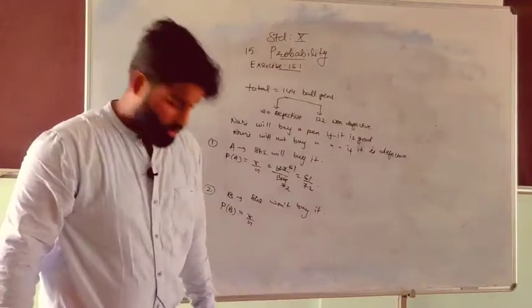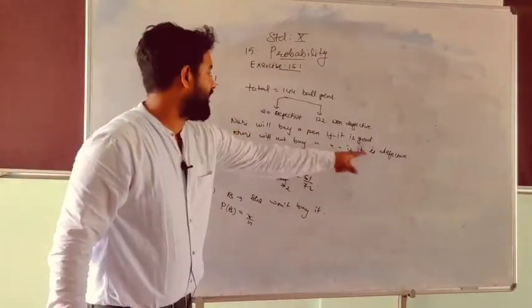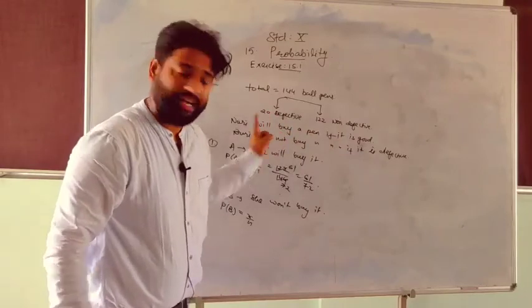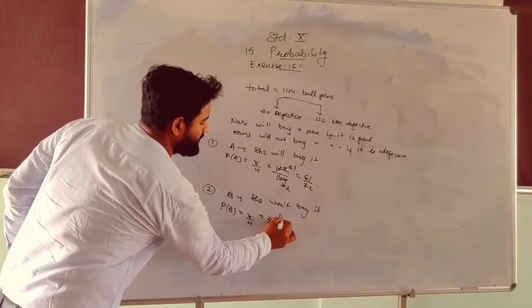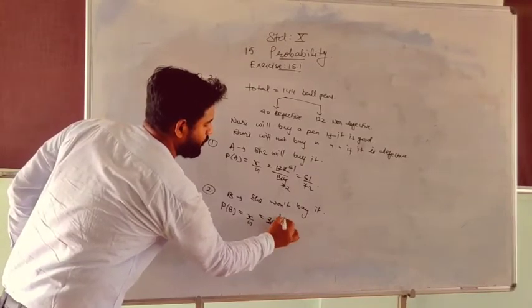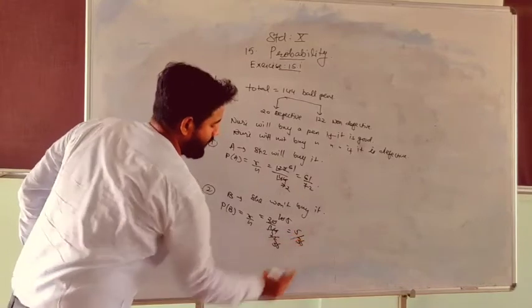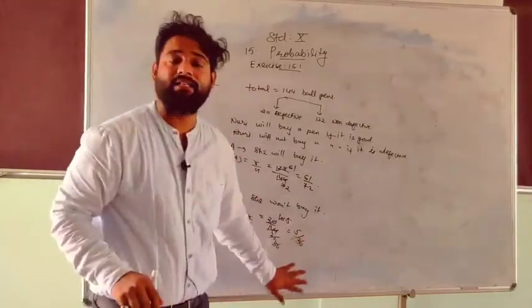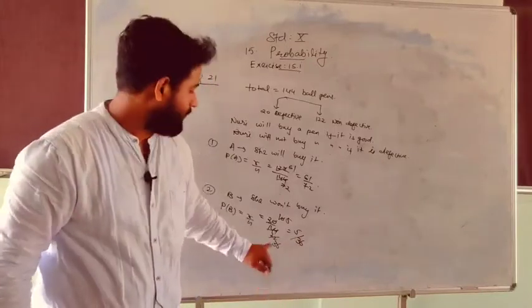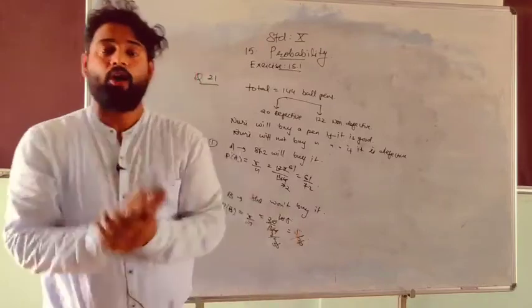She won't buy it. So when is she not going to buy it? When it is defective. Now how many defective are there? 20. So 20 upon 144. Cancelling, 5 upon 36. 5 upon 36, that is the answer when she is not going to buy it. Okay, so I hope it is clear.